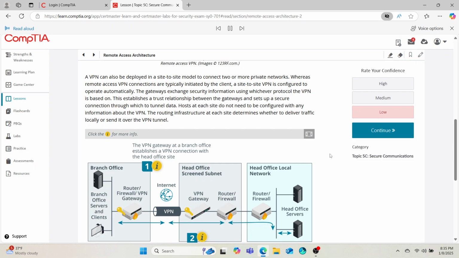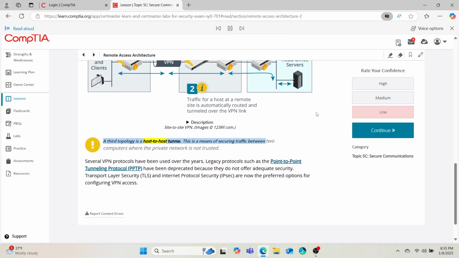The steps are as follows. 1. The VPN gateway at a branch office establishes a VPN connection with the head office site. 2. Traffic for a host at a remote site is automatically routed and tunneled over the VPN link. Site-to-site VPN. Images copyright 123rf.com. A third topology is a host-to-host tunnel. This is a means of securing traffic between two computers where the private network is not trusted.